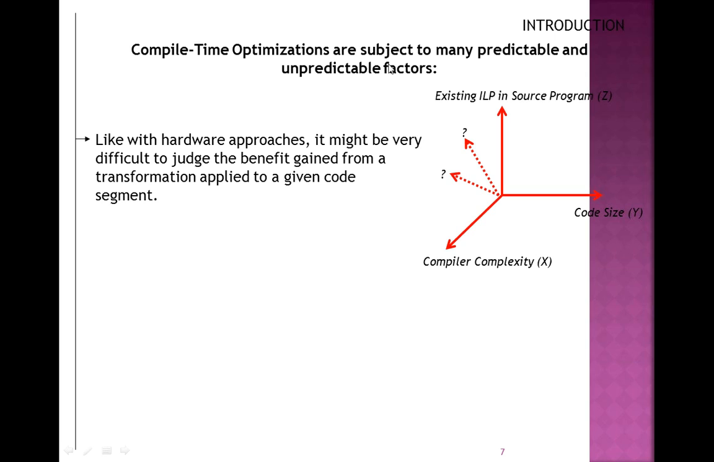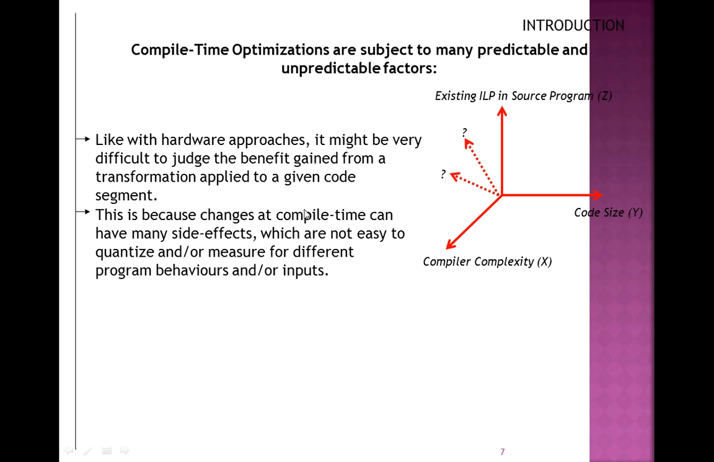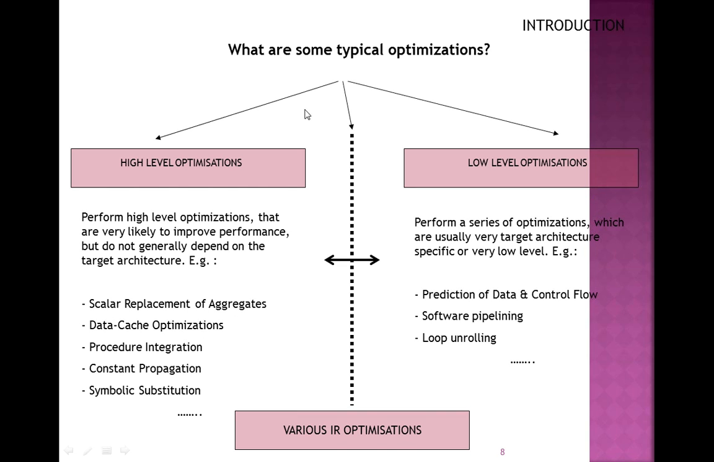Next, compile time optimizations are subject to many predictable and unpredictable factors. These are the multiple factors that affect the optimization at compile time. What are some typical optimizations? As I told you, there are 2 types of optimization: high level optimization and low level optimization. High level optimization performs optimizations that are very likely to improve performance but do not generally depend on the target architecture.